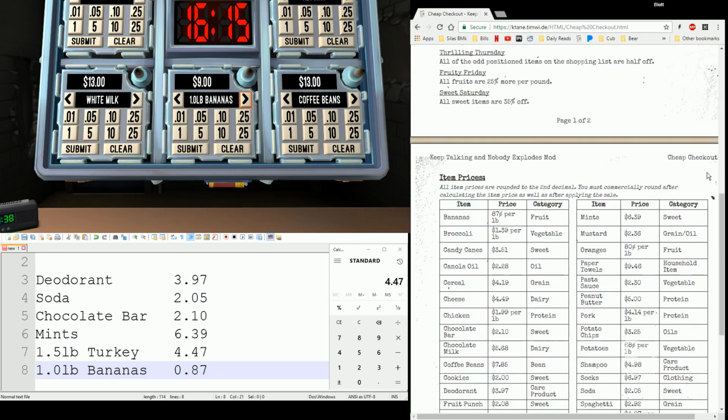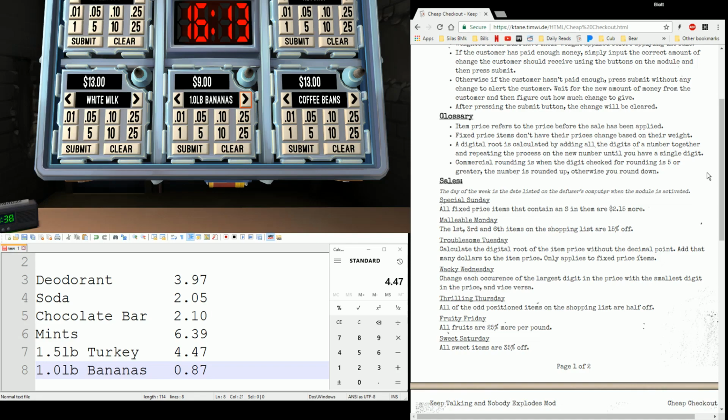Now the trick is each day has a special rule or a sale that applies. That's listed here, bottom of the first page of the manual. For Thursday, all of the odd positioned items, that's the first, the third, the 5th items, are half off. So my 1st, 3rd, and 5th items are half off.